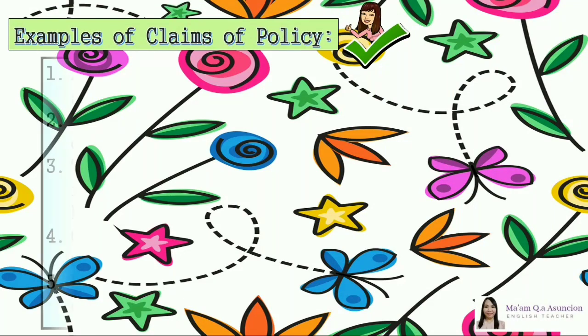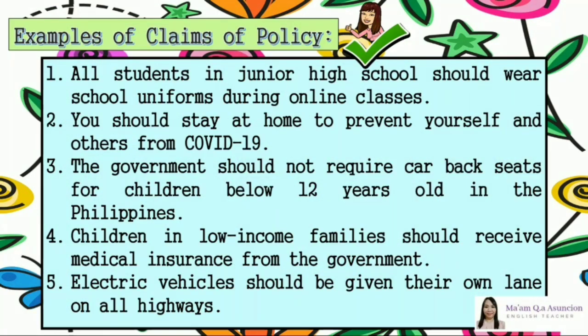Here are examples of claims of policy. Number 1. All students in junior high school should wear school uniforms during online classes. Number 2. You should stay at home to prevent yourself and others from COVID-19. Number 3. The government should not require car back seats for children below 12 years old in the Philippines. Number 4. Children in low-income families should receive medical insurance from the government.